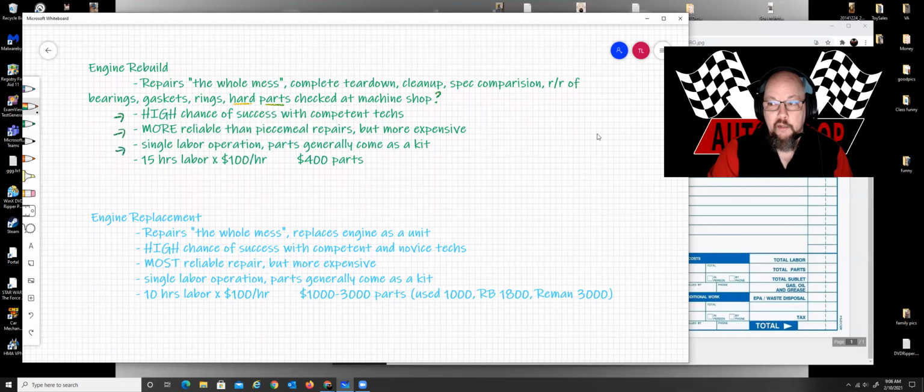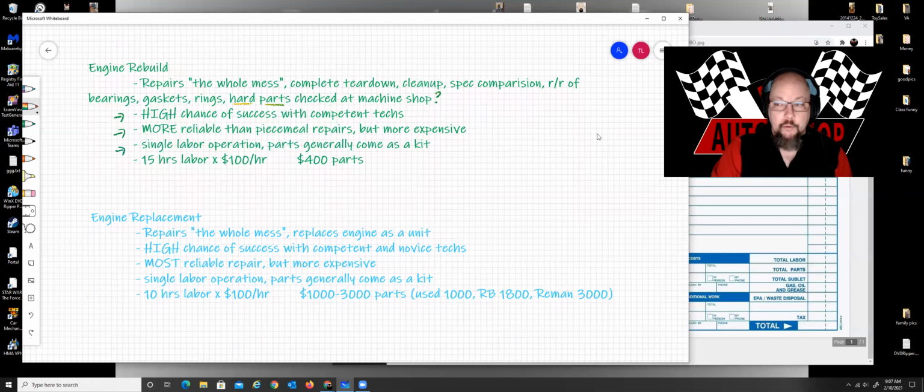So you're looking at a $1,900 base cost, and you've got to throw in coolant and oil and things like that in there, okay? But I'm not really too worried about that at this point. I just want to get these ideas across. So yes, this is more expensive on its face, but when you compare it to the piecemeal repair, how do you think that would add up?